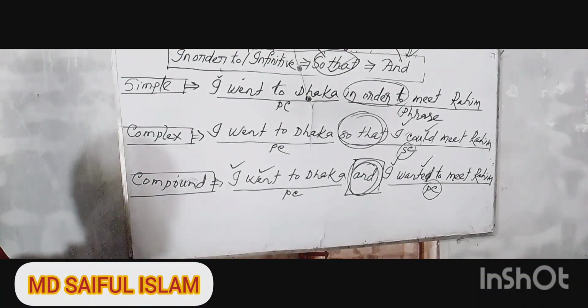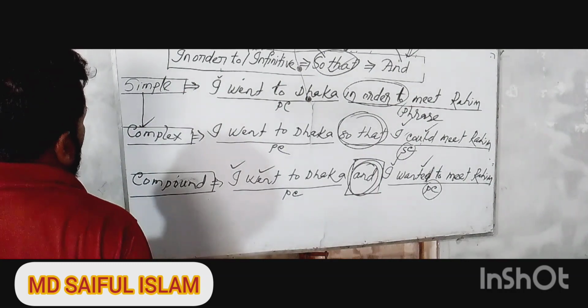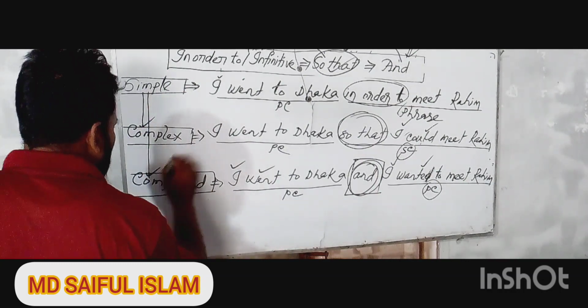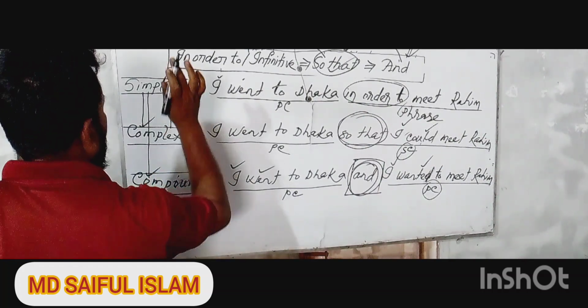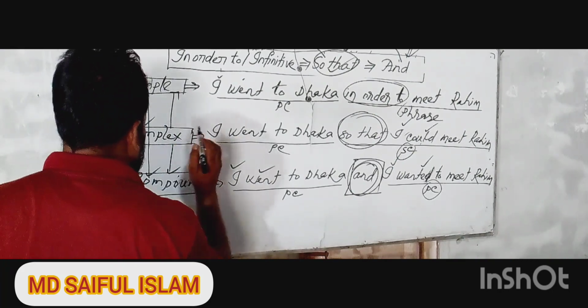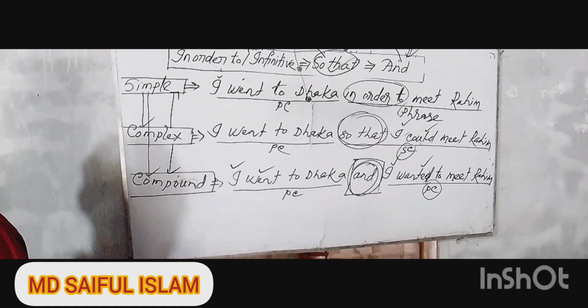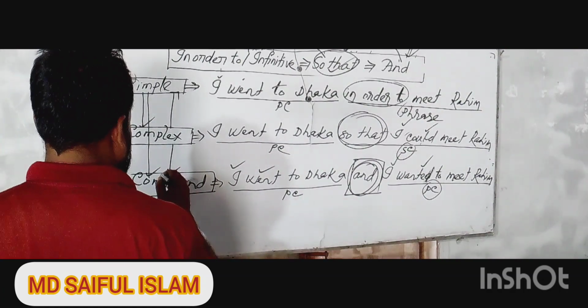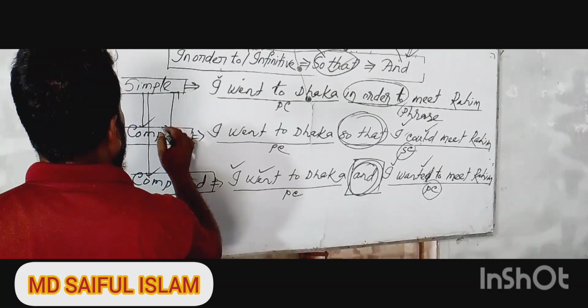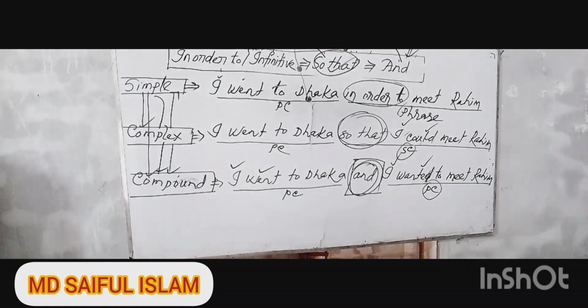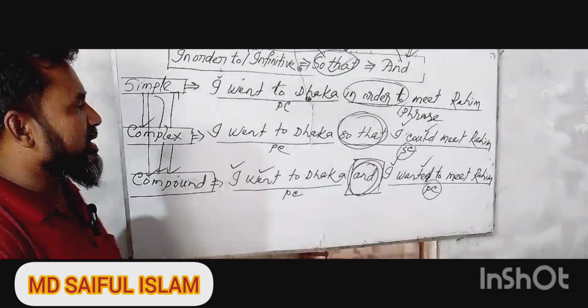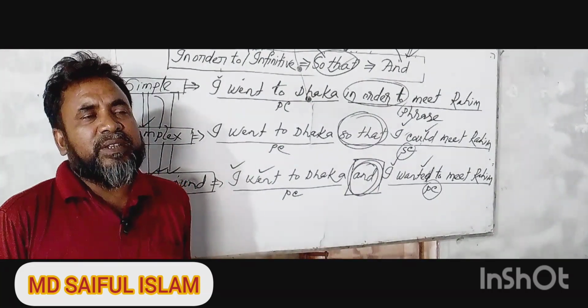For example, from simple to complex, from simple to compound, 1, 2, then from complex to simple, next from complex to compound, 1, 2, 3, 4, and next you can change compound to simple and complex. So viewers, hope that you understood. My purpose, at last I want to say, practice more and more, because it is said that practice makes a man perfect.